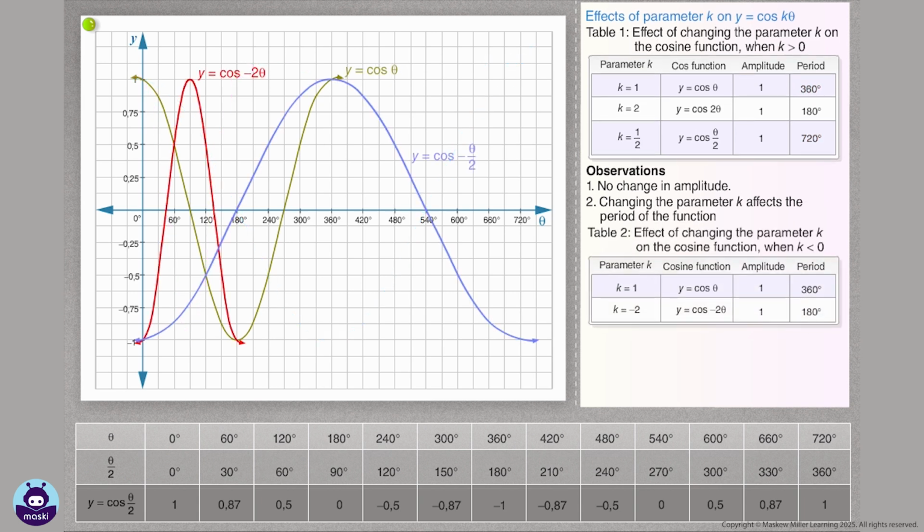Now let us consider a couple of examples where k is less than 0. Again, amplitude does not change. However, when k is negative 2, the period has reduced by half.